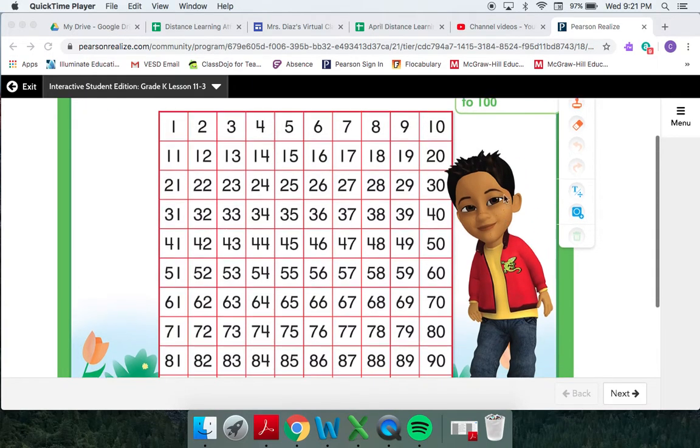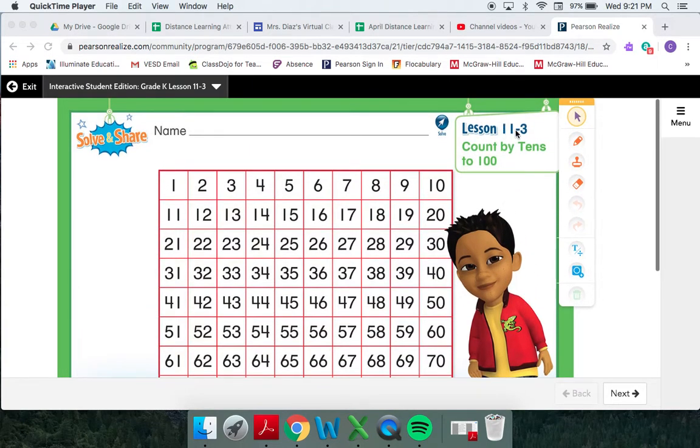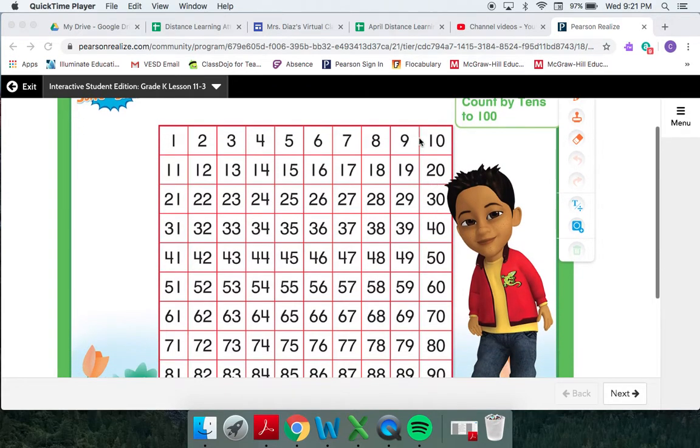All right, guys, so for today's math lesson, we are completing topic 11.3, counting by tens to 100. We have been practicing this quite a bit in the classroom, so I'm pretty confident that the majority of students should be able to do this pretty easily.